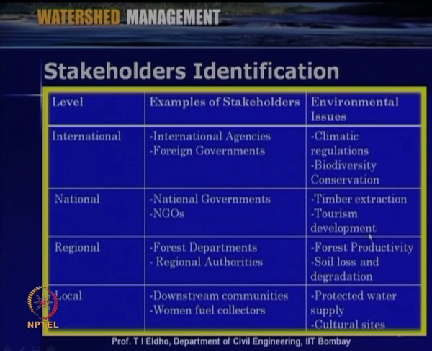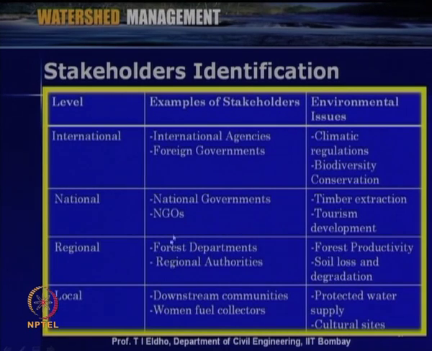The issues which may come up in watershed management include forest development or timber extraction, tourism development or recreational facilities, hydropower production, or agricultural management. That is how national level stakeholder identification and issues can be. The level can also be regional, either a particular region, a group of districts or a particular district. Examples of stakeholders can be forest departments, regional authorities, district authorities, etc. The issues can be forest productivity, soil loss and degradation.